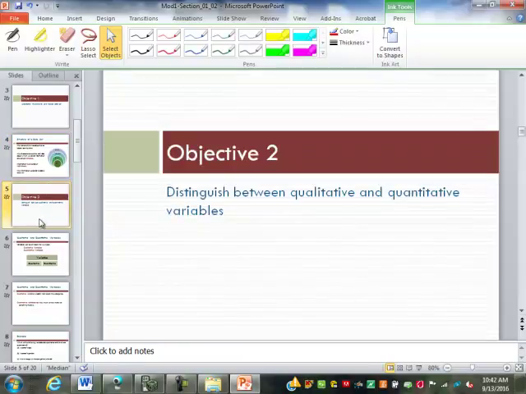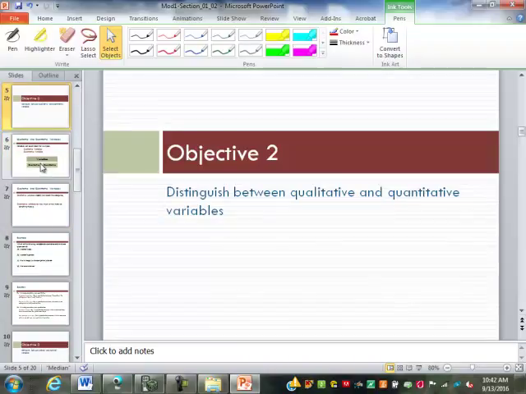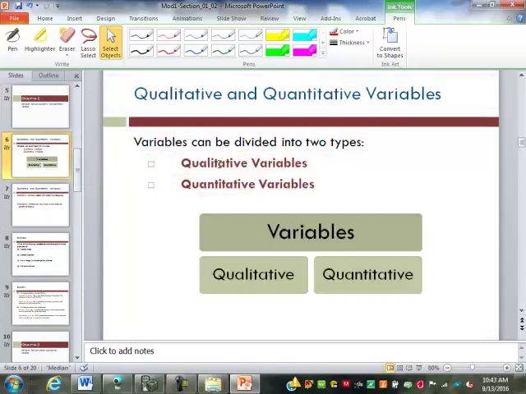So qualitative and quantitative. This is an important distinction for us. Qualitative.